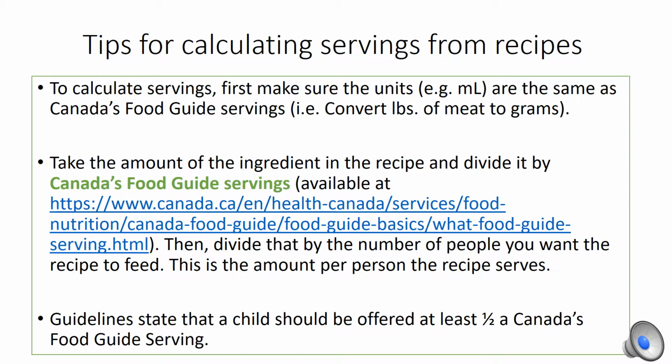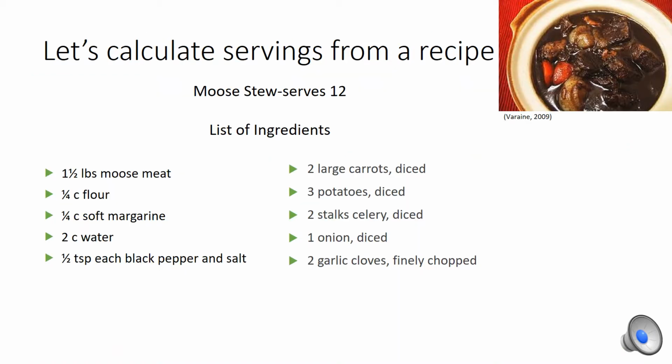Take the amount of the ingredient in the recipe and divide it by Canada's Food Guide servings, which is available at the following link. Then divide that by the number of people you want the recipe to feed. This is the amount per person the recipe serves. Guidelines state that a child should be offered at least half a Canada's Food Guide serving. Let's calculate servings from a recipe. Listed below are ingredients from a moose stew that serves 12.